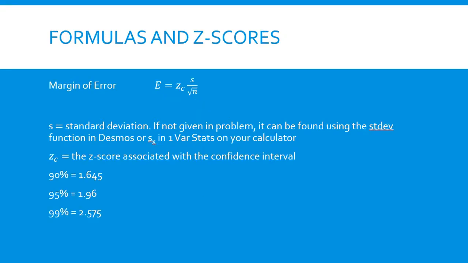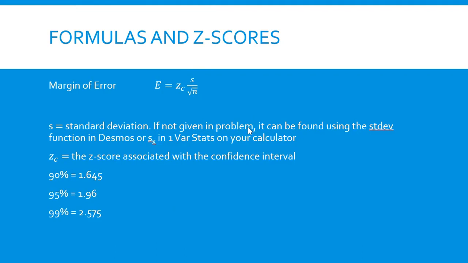Okay, so formulas. Margin of error formula, all right? Z sub C, that is the z-score that is associated with the confidence interval. So remember I told you 90, 95, 99. Those are going to be our most common ones. These are the z-scores that go with those confidence intervals. So if I ask you to make a 90% confidence interval, you will use 1.645 for this Z sub C number. Okay, S is the standard deviation.